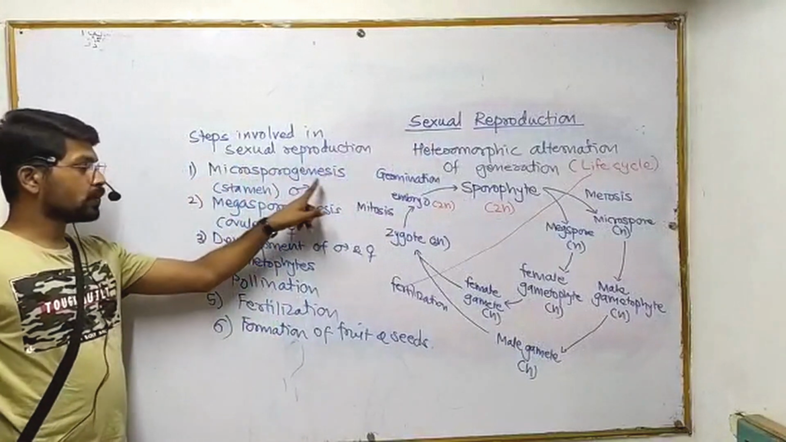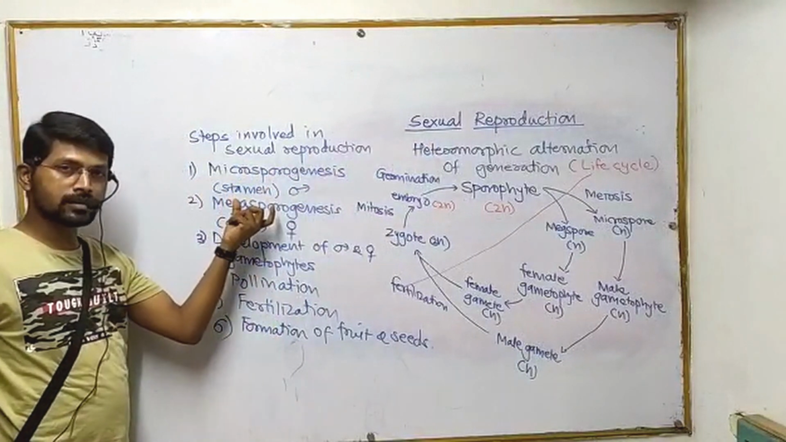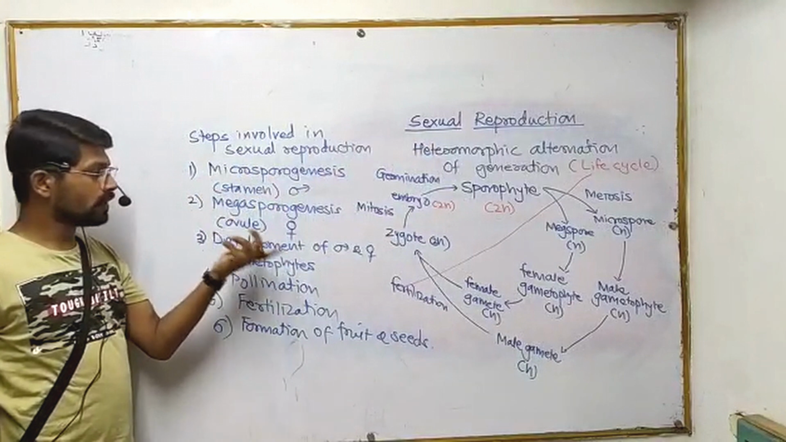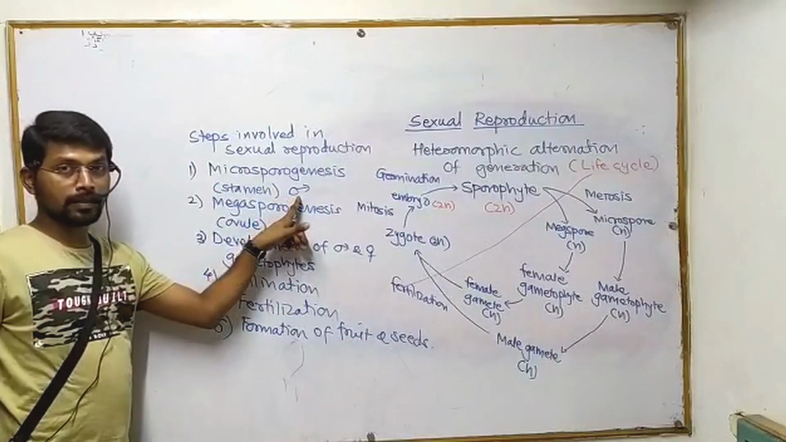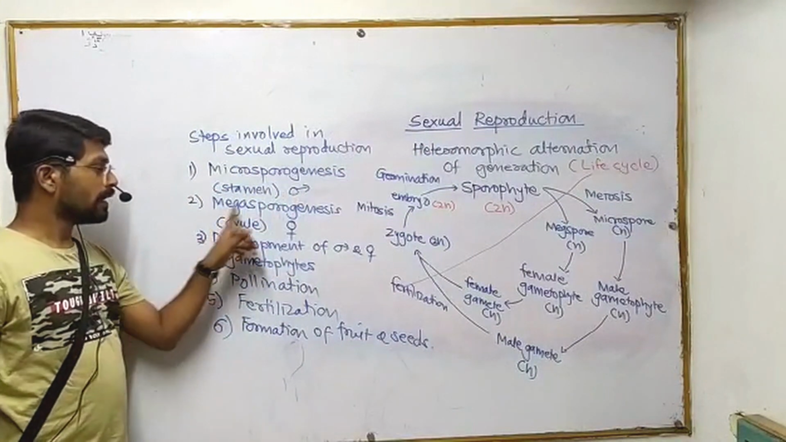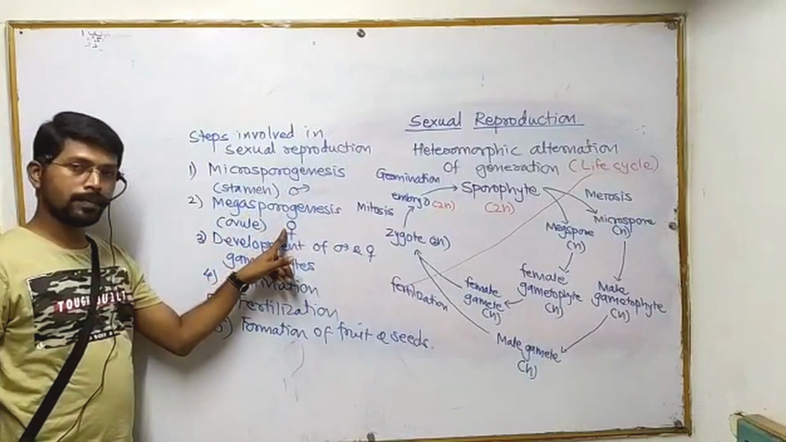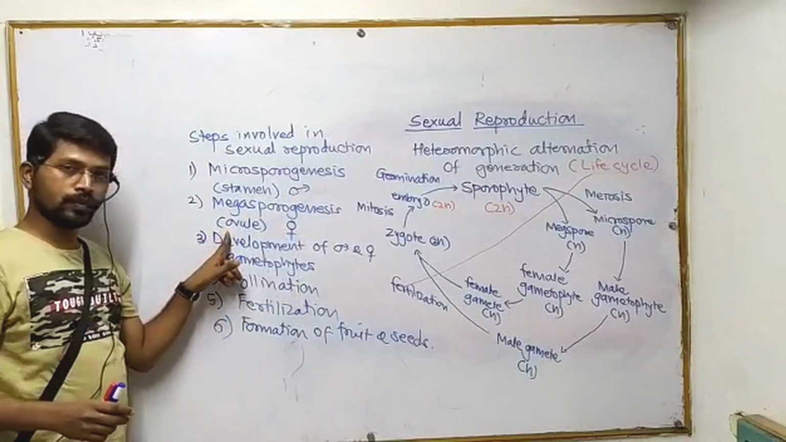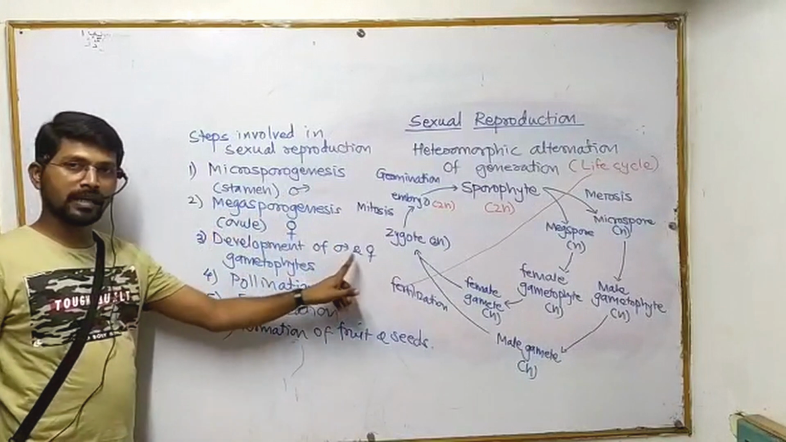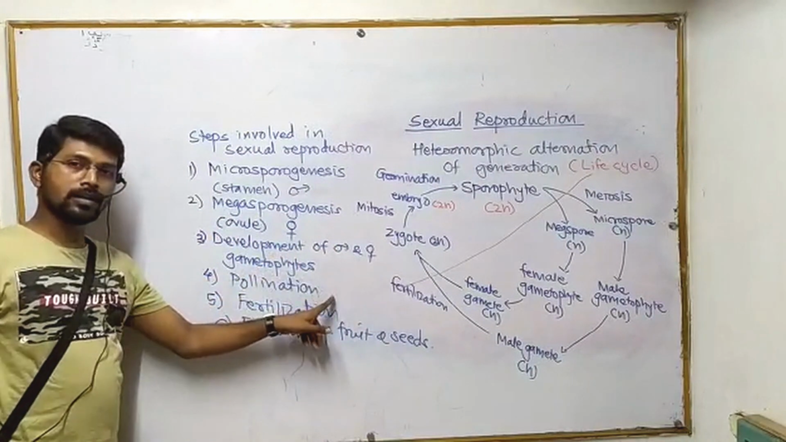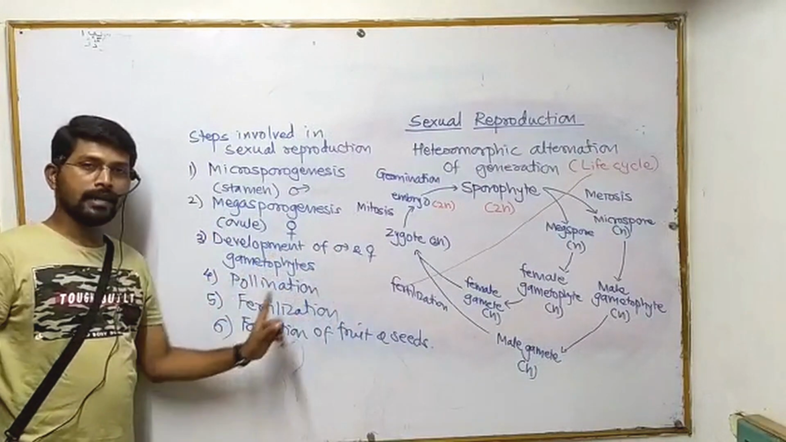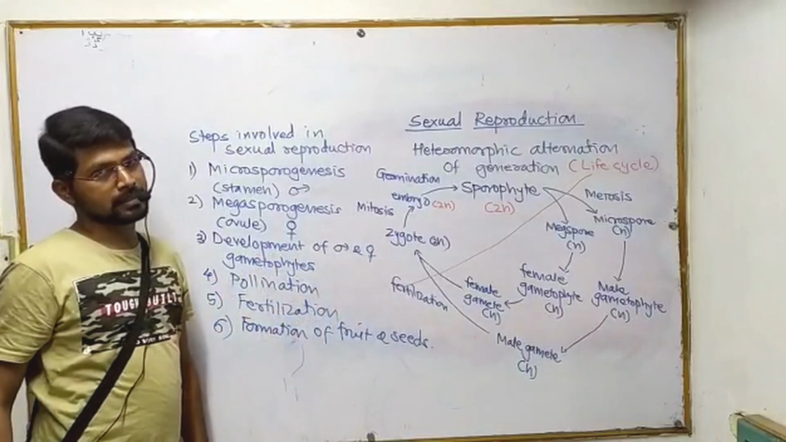First is microsporogenesis, which will occur in the anthers or stamen or androecium, whatever it may be, but it is the male reproductive part, you must remember this. Megasporogenesis occurs in the female reproductive part, especially in the ovule. Then the third step is development of male and female gametophyte, then pollination, then fertilization, and lastly formation of fruits and seeds.